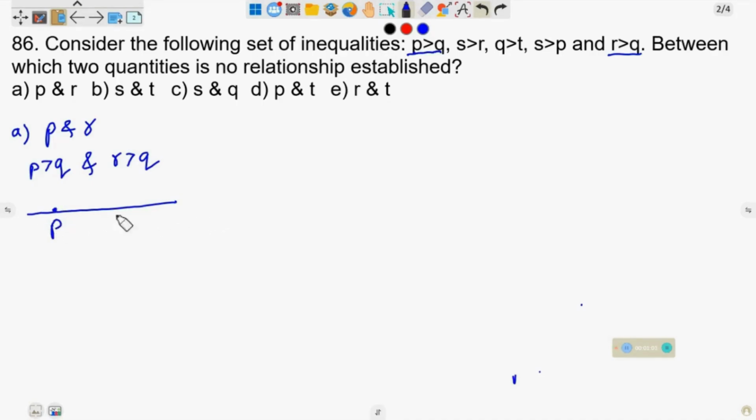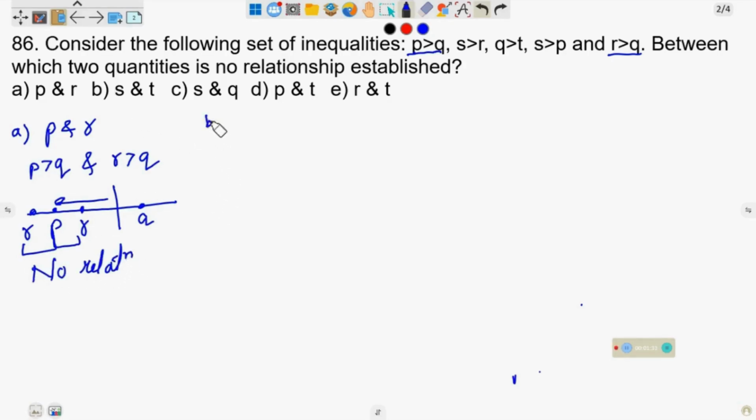So P is somewhere here and say Q is somewhere here, and we know that P is greater than Q. And they have said R is also greater than Q. So that means R can be anywhere. So R can be here also or R can be here also. We don't know where R is, but it is definitely on the left hand side of Q because it is greater than Q. So we don't know whether R is less than P or R is greater than P. We don't know that. So therefore there is no relation between R and P.